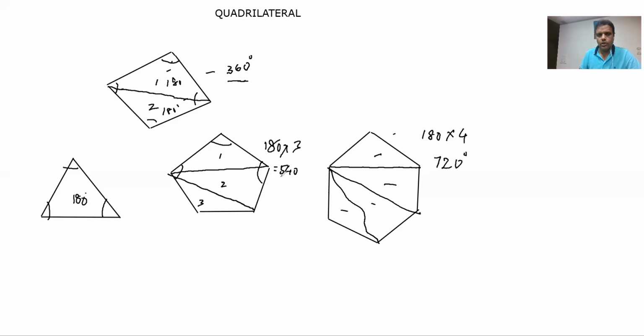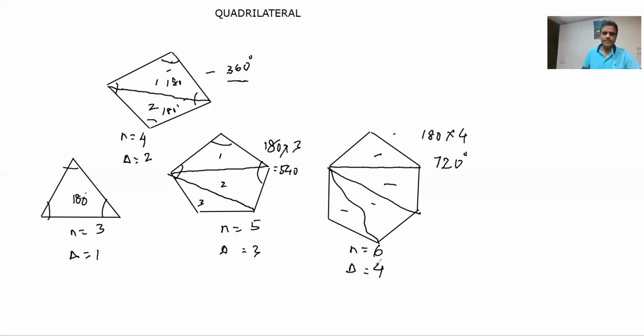Now, let me give you a very interesting common thing among all these shapes. What is that common thing? Let me start with a triangle. If the sides are 3, the triangle is 1. If the sides are 4, then the triangles are 2. If the sides are 5, triangles are 3. If the side is 6, the triangles are 4.